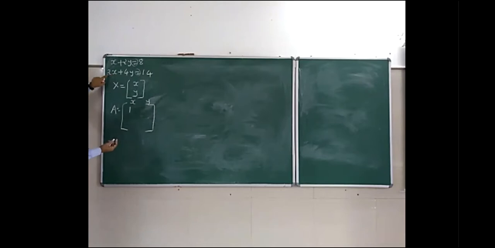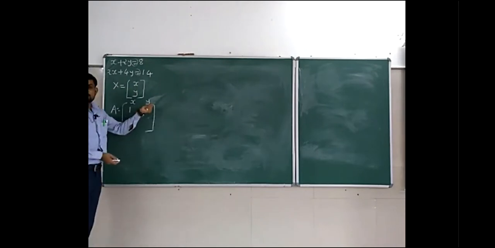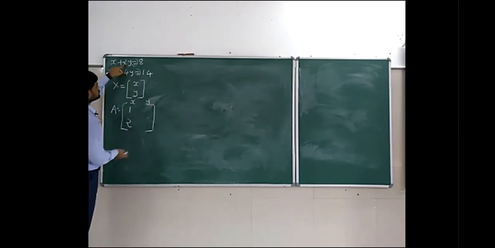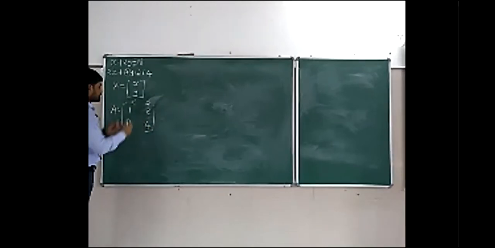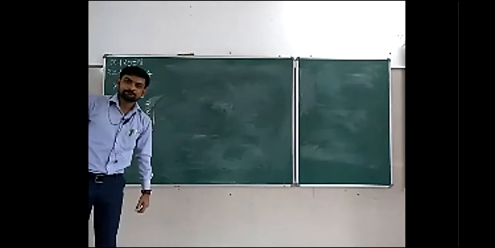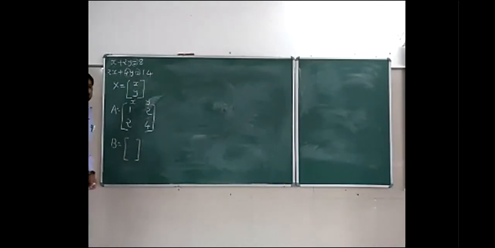Here what is the coefficient of x? 2, and it is plus, so write down plus. Now write down the coefficient of y. What is the coefficient of y? 2. And here what is the coefficient of y? The coefficient of y is 4. So we'll write it here. So this is our matrix A. And the right hand side is called capital B, or it is called the B vector.